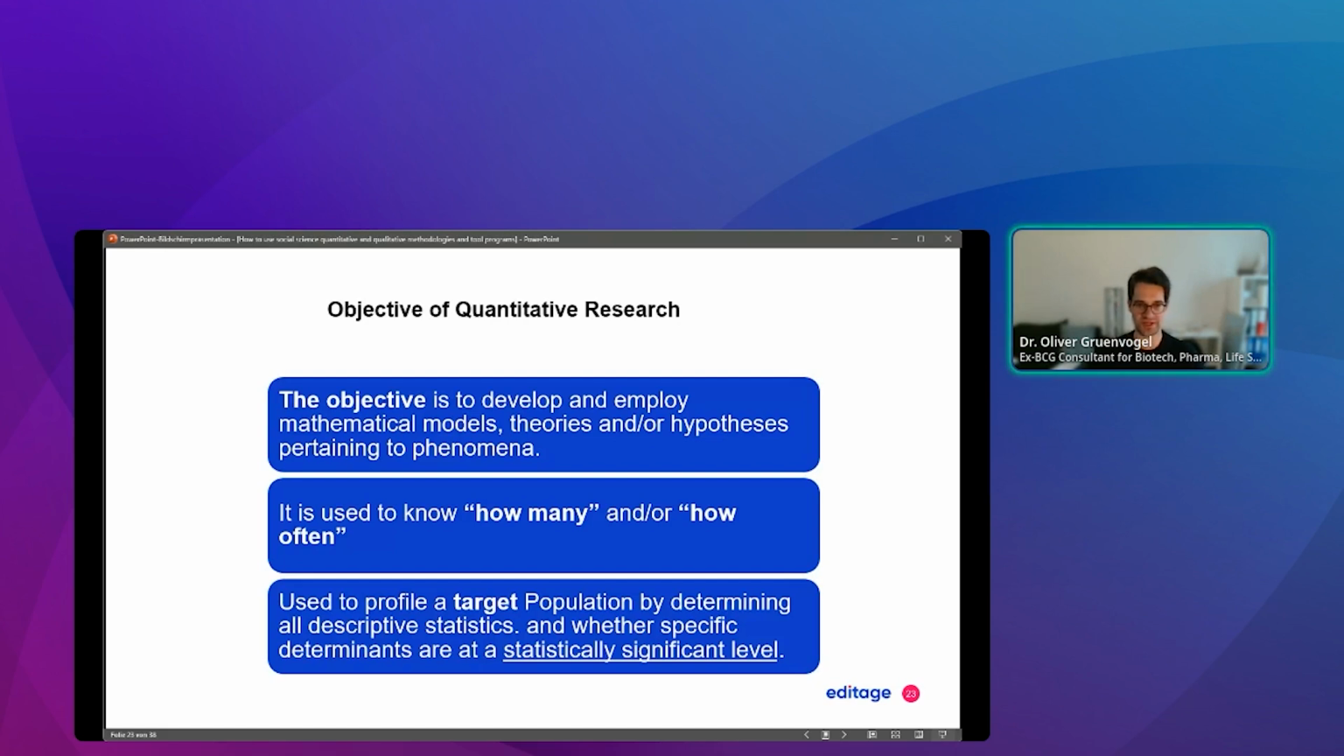It is used to profile a target population, again, working on a population level by determining all descriptive statistics and whether specific determinants are at a statistically significant level. This is something that we'll cover also a little bit in the end about what kind of statistical testing is necessary. This is some of the hard math that is really needed to do this kind of analysis.